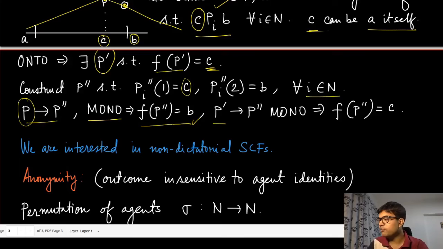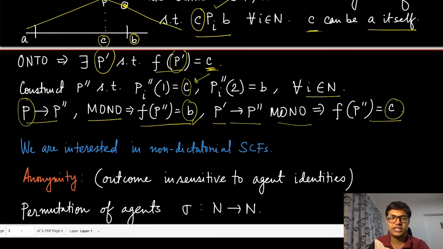Similarly, if you are going from P prime, so P prime is this alternative where C is on top. So C is the outcome, and because C is moving to the topmost position, of course its relative position is also increasing. Using monotonicity, you can conclude that this is equal to C. The outcome in P double prime is C, and here is a contradiction because here it is B, here it is C, and B and C are not the same.